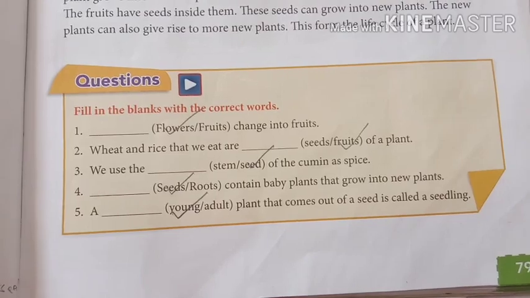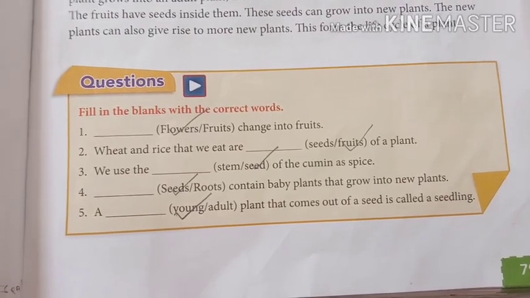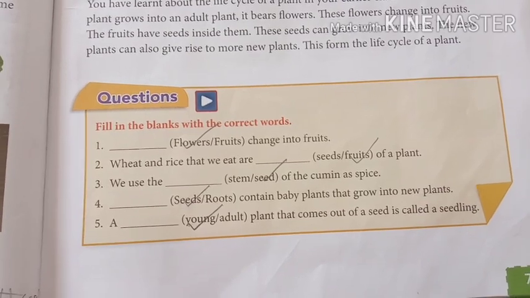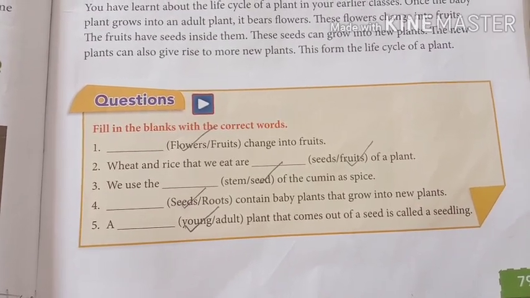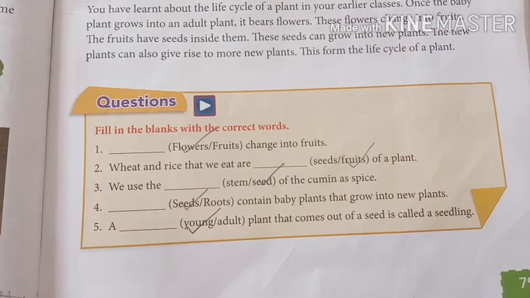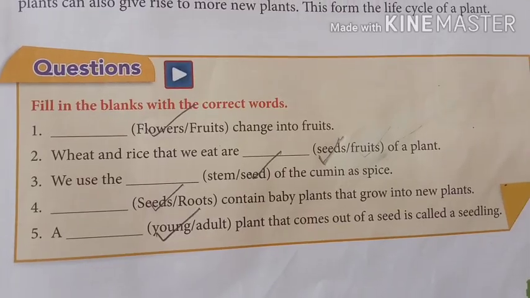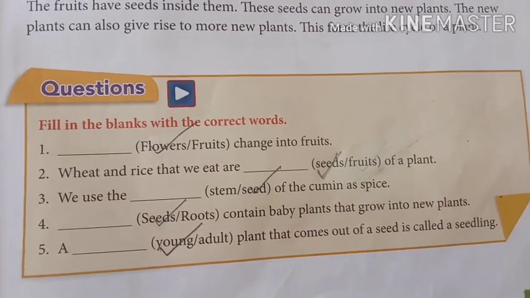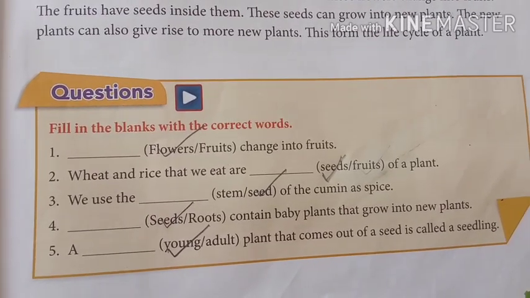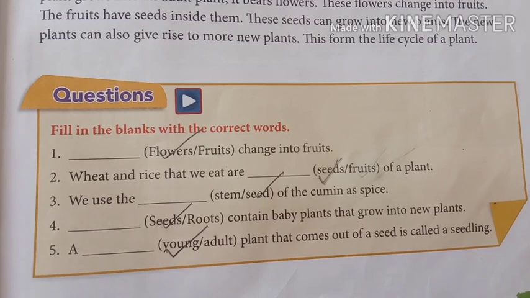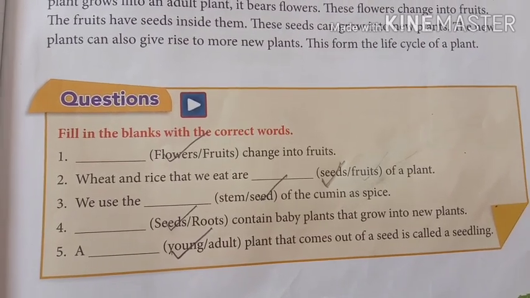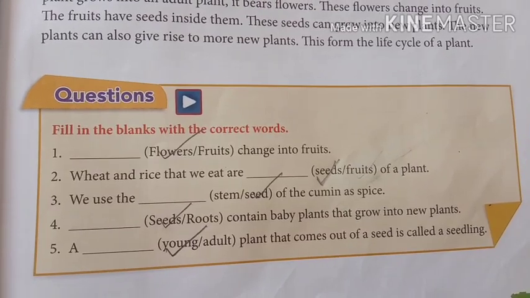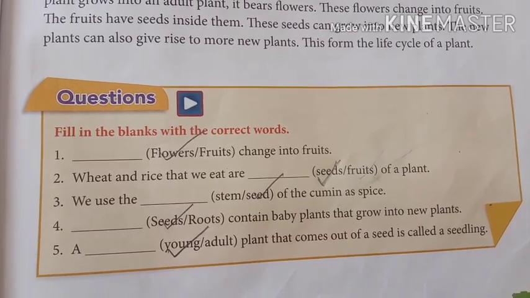Flower or fruit? Yes, flowers. Second one, wheat and rice that we eat are dash of a plant. So kids, wheat and rice are the seeds of a plant, right? Third one, we use the dash of a cumin as spice. Seed, right? Cumin की seeds होती है वो हम use करते हैं as a spice.